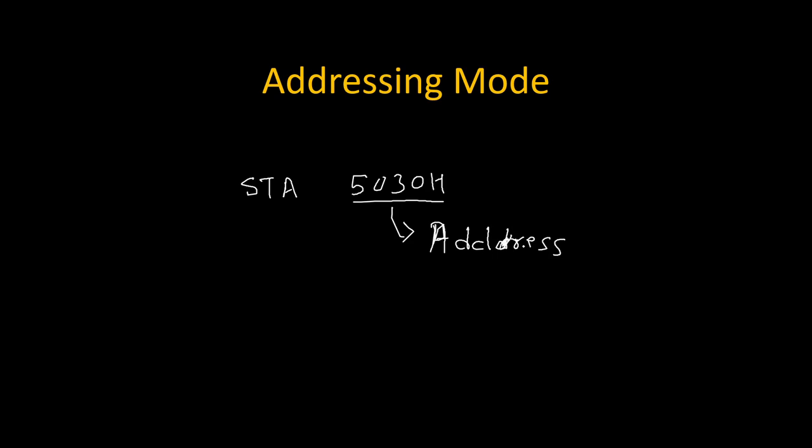Let's talk about addressing mode. Addressing mode totally depends on the operand of the instruction. So let's say the instruction is STA 5030H. Over here the addressing mode will be direct addressing mode. Why? Because the operand is an address over here. Whenever the operand is an address, its addressing mode becomes direct addressing mode.